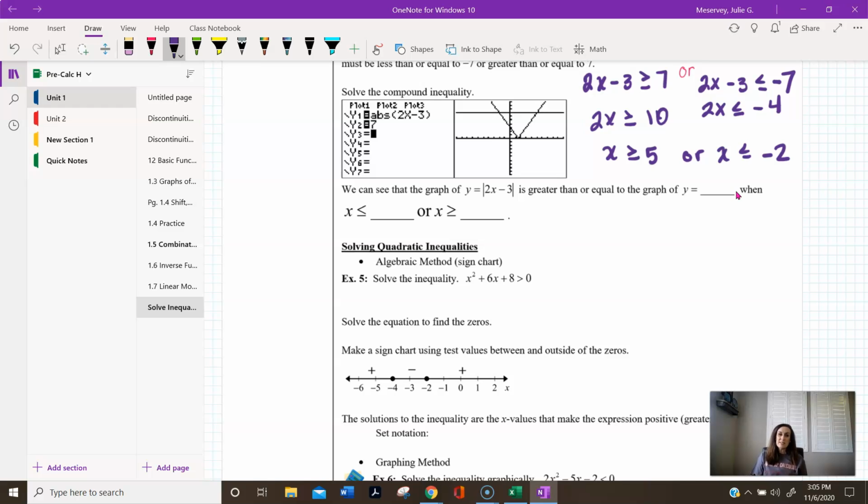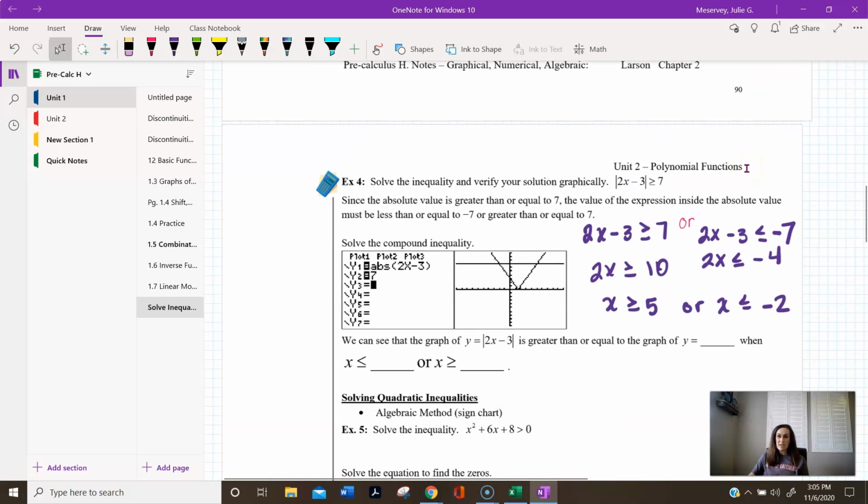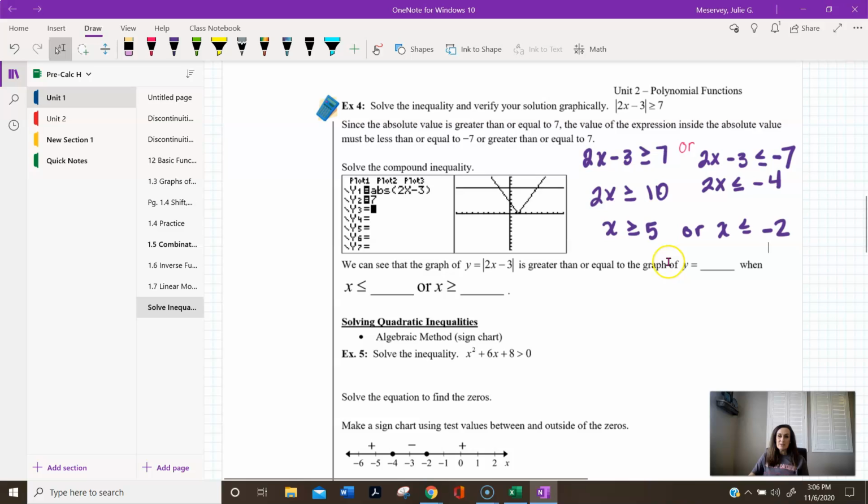So you can see graphically what this looks like. If you were to graph the absolute value of 2x subtract 3, here is your V graph. There's your absolute value graph right here. And then if you were to graph 7, here's y equals 7. And we are looking for where it is greater than or equal to 7.